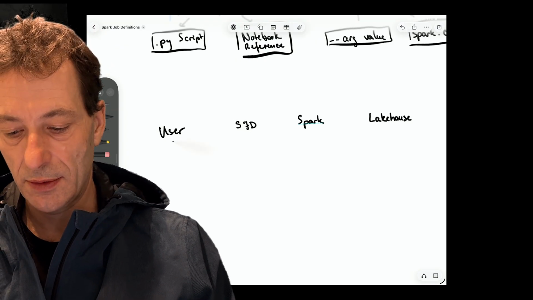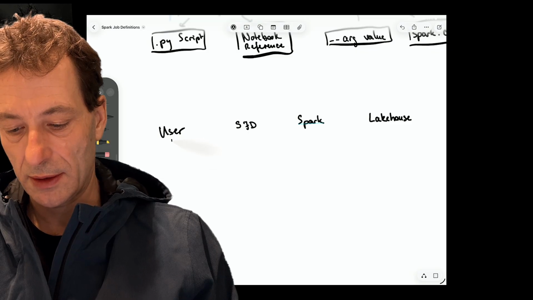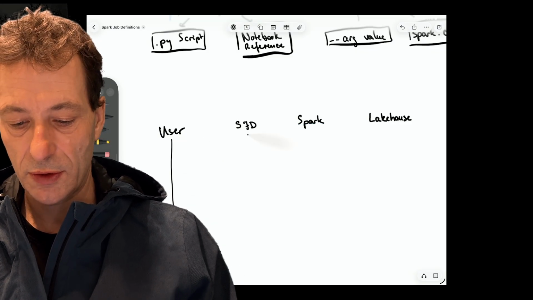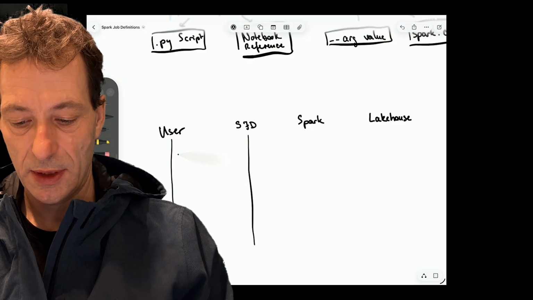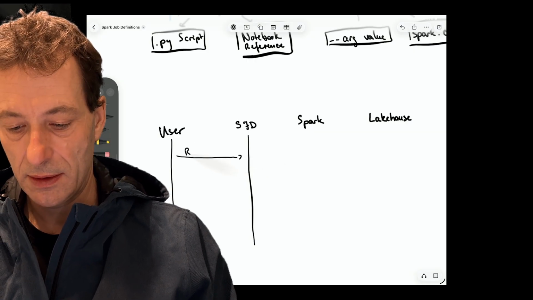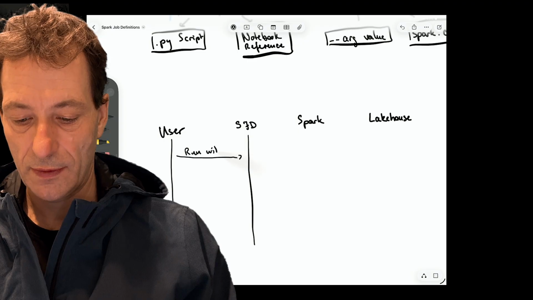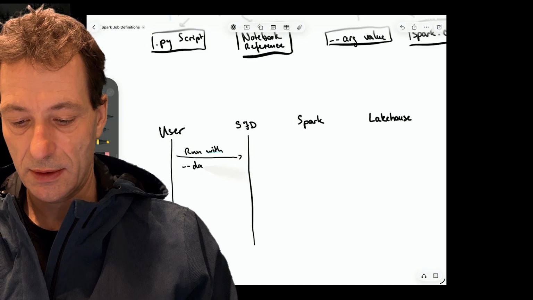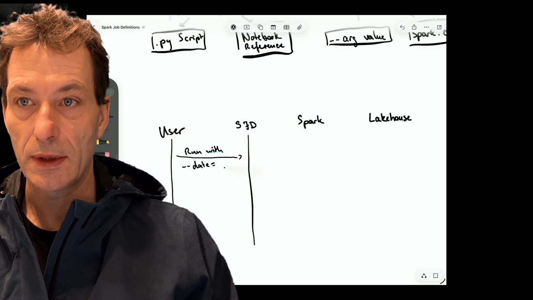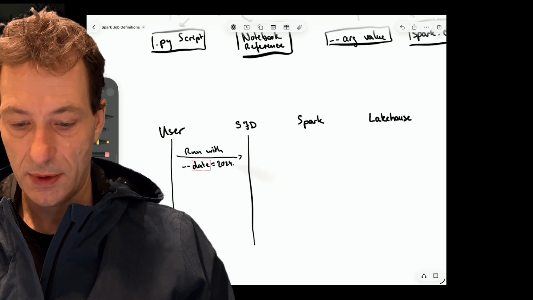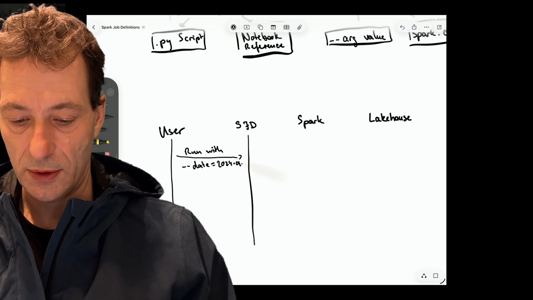So when you draw a line here, say, okay, the Spark job definition is run with --date equals, let's say, 2024-01-01.